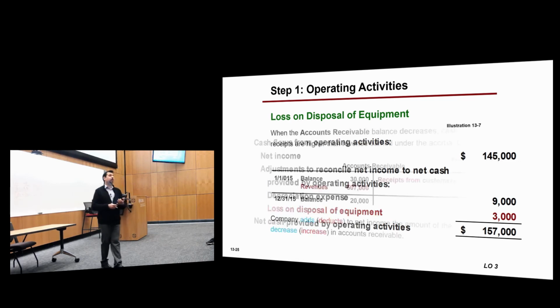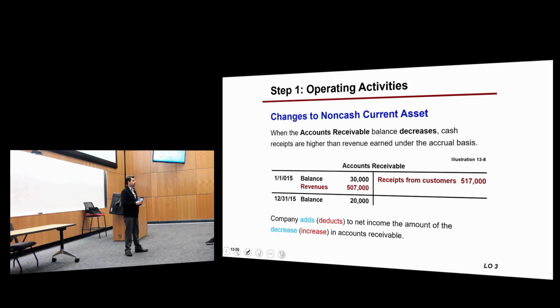When you have a change to non-cash current assets, think about it as accounts receivable. If in the first year, in 2014, the balance in your accounts receivable was 100,000, and in 2015 the balance was 120,000, what does it mean? Actually, let me put it this way. In 2014, the balance was 100,000. In 2015, the balance was 90,000.